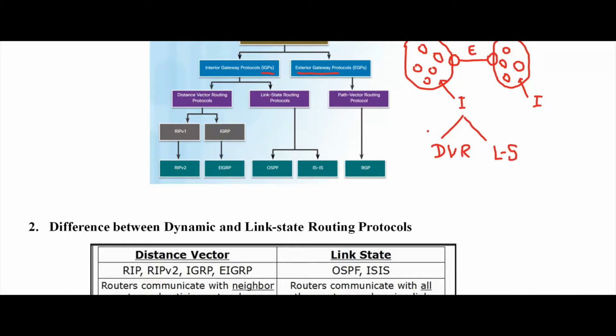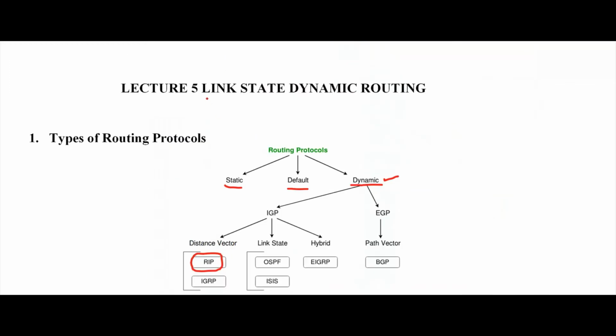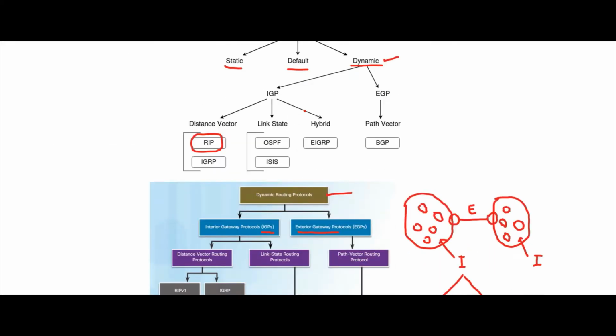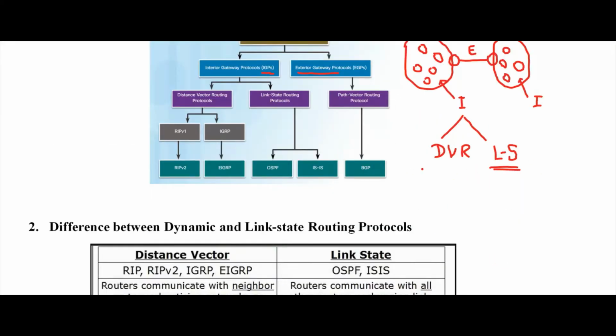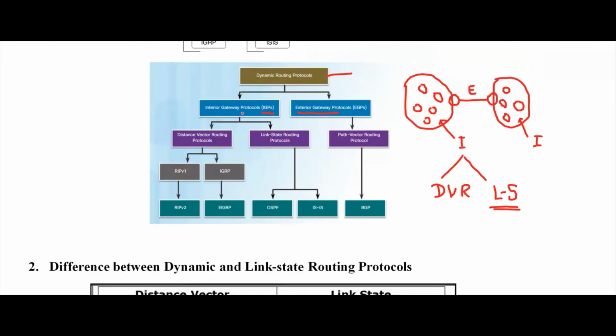In this lecture we are going to study only the link state. If you see the title of this lecture, it is link state dynamic routing. We are going to talk about the link state protocols only, but some points we are going to discuss about distance vector also. So we divide interior gateway protocols into two types: one is distance vector and the second one is link state routing protocol.